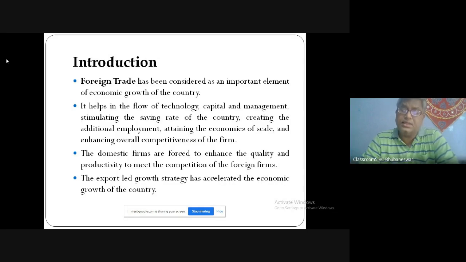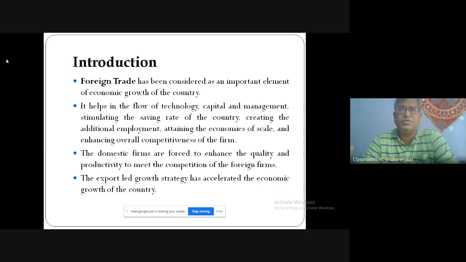My dear students, if you talk about foreign trade, or export and import of goods and services, it is indeed stimulating technology, through transfer of technology, foreign capital investment, and managing the business in a proper way. It creates employment opportunities also, and enhances the overall competitiveness of the firm. The best example is Maruti Suzuki. The best example is Hero Honda. And there are some other foreign companies that have established their business or opened their doors in India also.